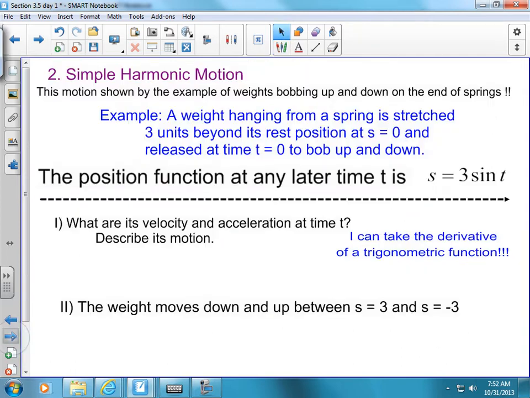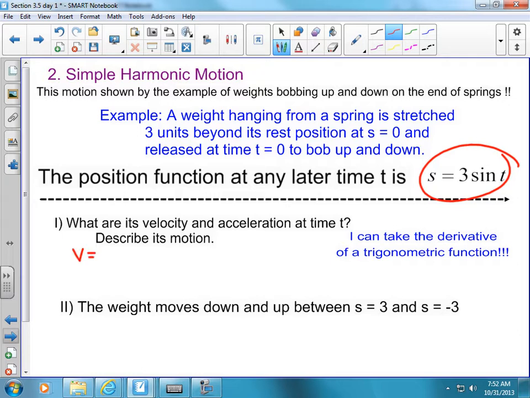Okay, on to the next set. We're going to do harmonic motion. Yep, forgot about that. All right, so this is an example where we have a weight hanging from a spring and it's stretched 3 units beyond its rest position. And the position function is given by s equals 3 sine of t. What are its velocity and acceleration at time t?